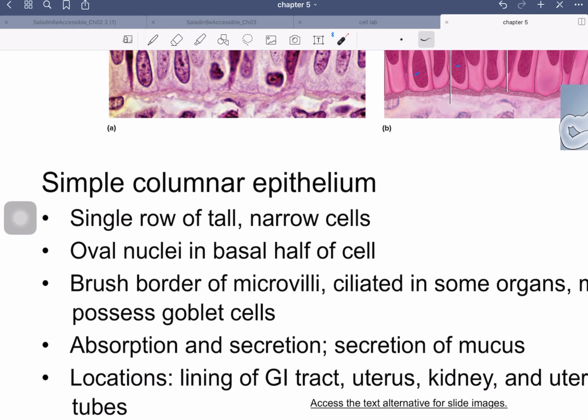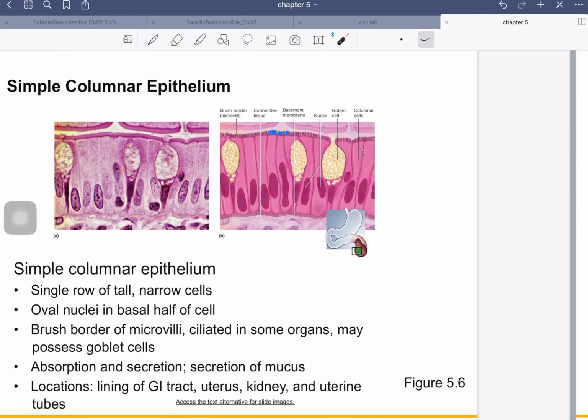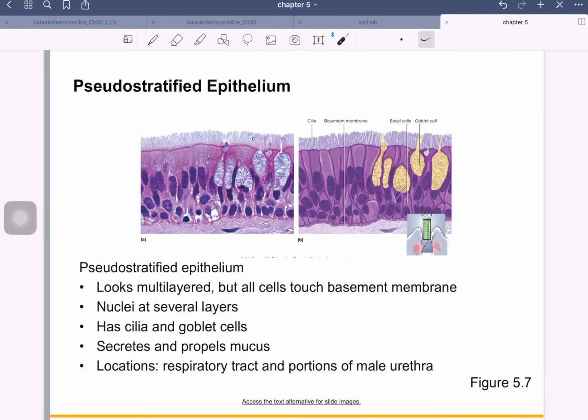And where do we find these? Well, we find them in places like the GI, the uterus, the kidney, uterine tubes. The goblet cells produce the mucus. We have the oval nuclei, and they're tall and narrow cells. And often we see them where we have absorption or secretion, and not surprisingly, because we often see the brush border or the microvilli as part of them. Now let's look at pseudostratified.